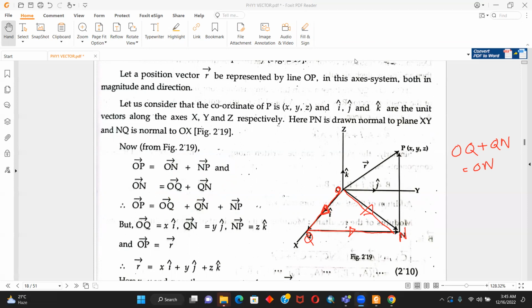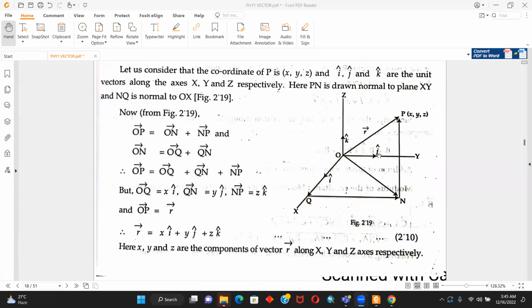Let me remove all the drawings. Now we have previously mentioned that OQ vector is xi hat because it's along the x-axis, and along the x-axis the unit vector will be i hat, and QN vector is mentioned to be yj hat because it's a vector along the y-axis, and NP vector is zk hat because it's a vector along the z-axis.